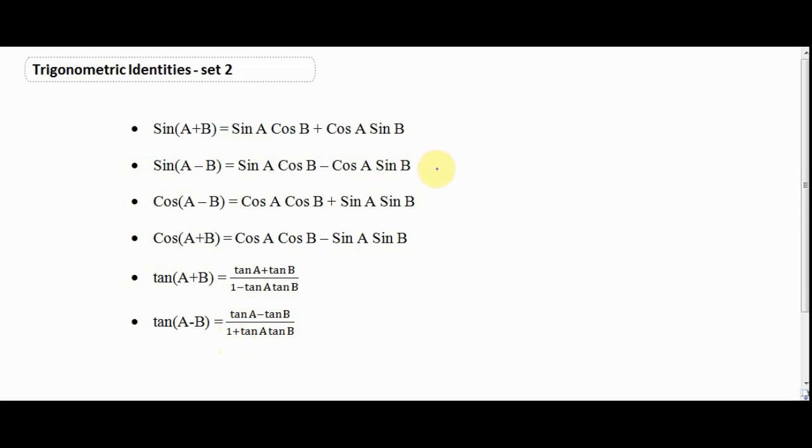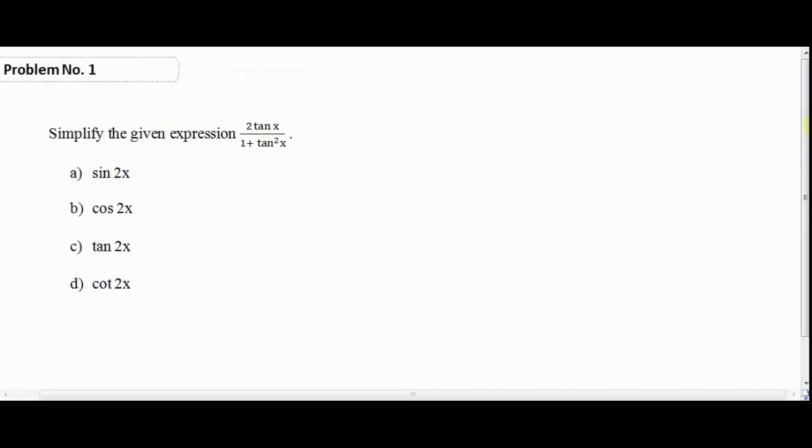Okay, now let's see one problem based on this set of identities. Problem number 1. Simplify the given expression 2 tan x by 1 plus tan square x. So you may try to solve this by yourself. Please pause the video and try to solve this question. Find out the right answer among these 4 choices. Okay, so to solve this, we should use the identity tan x equal to sin x by cos x.